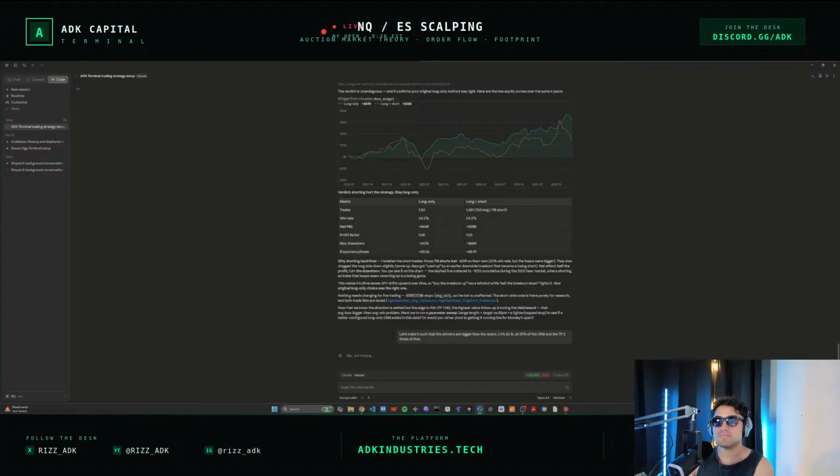So we come from two balanced days, Friday and Thursday. The setup tells me probably I'm gonna take it to the downside, based on the liquidity we have.